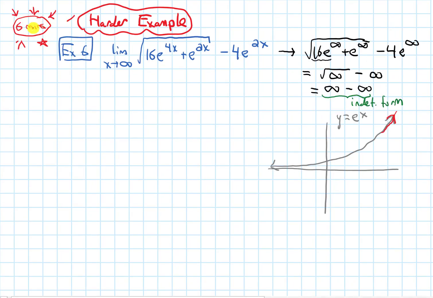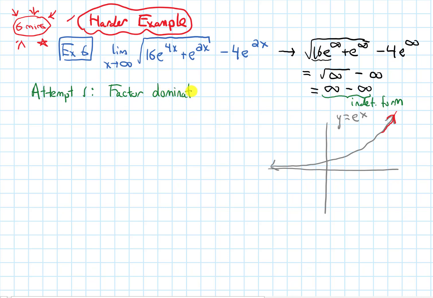Alrighty, so hopefully you paused it and tried it for about 6 minutes. Let's talk about it together now. I'm going to do this in 2 ways. The first way I'll call attempt 1. In attempt 1, I'm going to use my idea from previous infinite limit examples, where we factor the dominating terms.